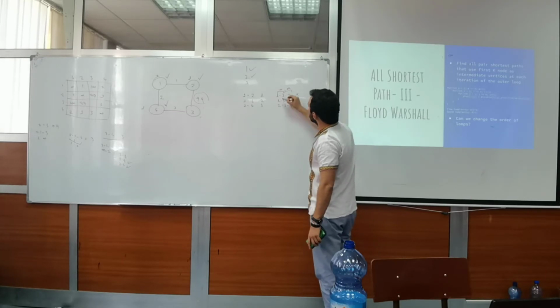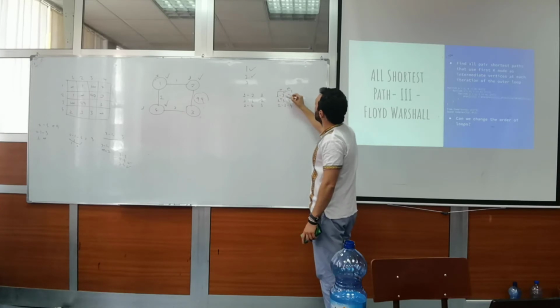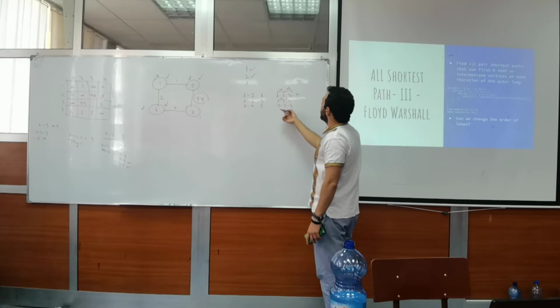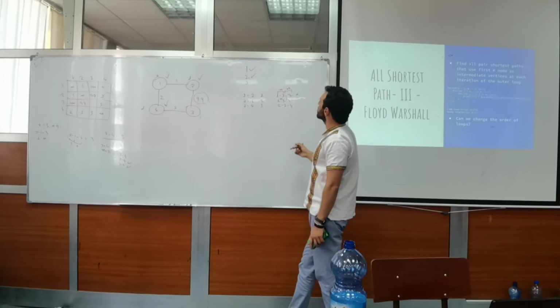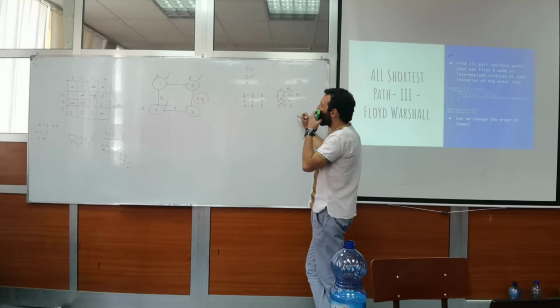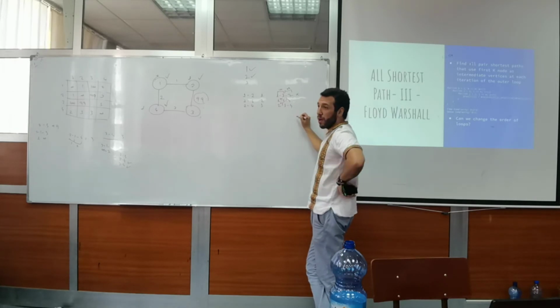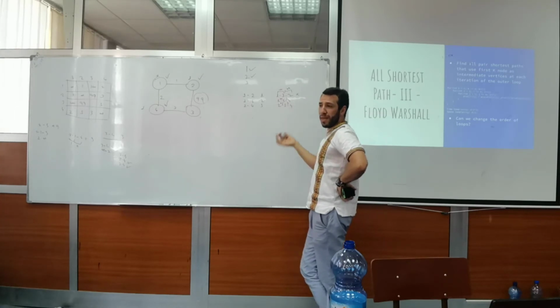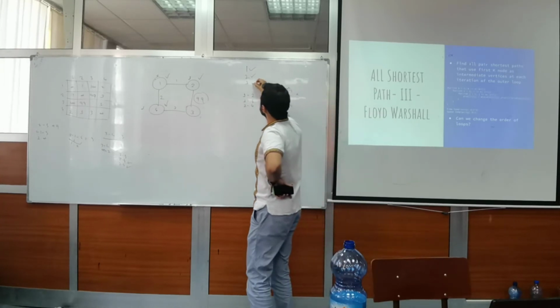What is 1 3? 100. What is 3 4? 3. So 103 couldn't beat 2. And 2 3 is 99, and 3 4 is 3. 102 against 3, again no updates by using 3 as an intermediate node.